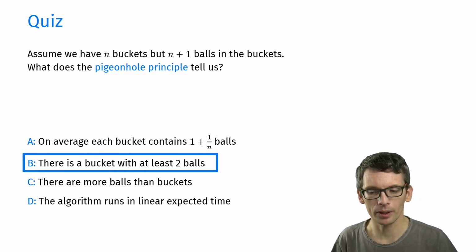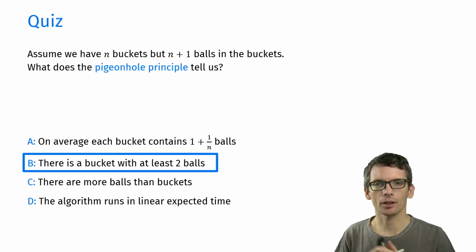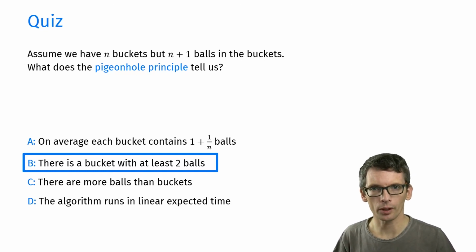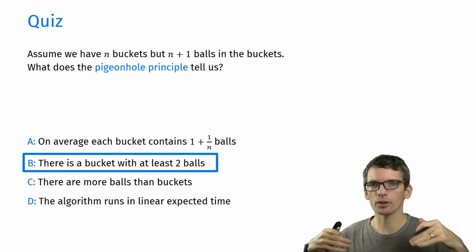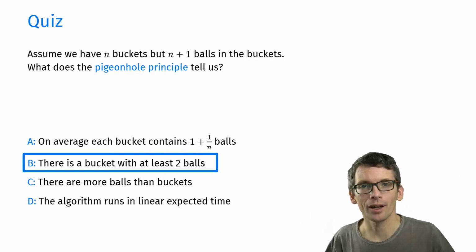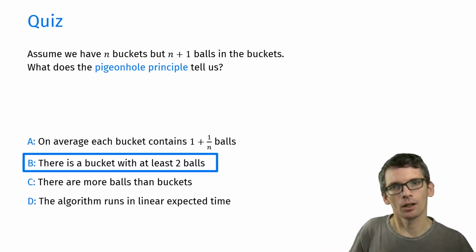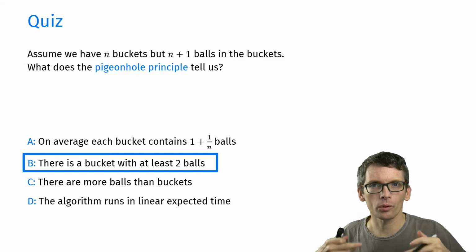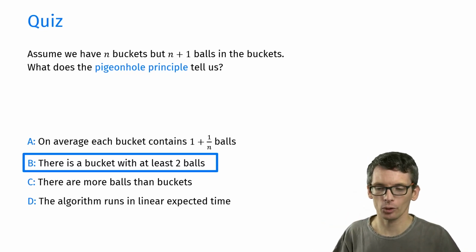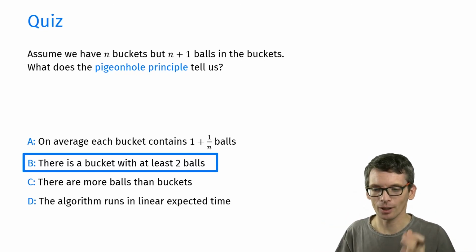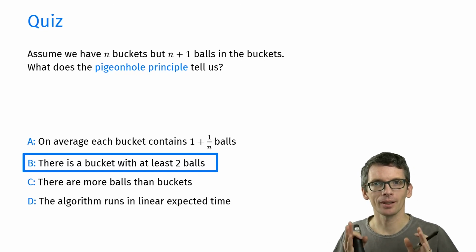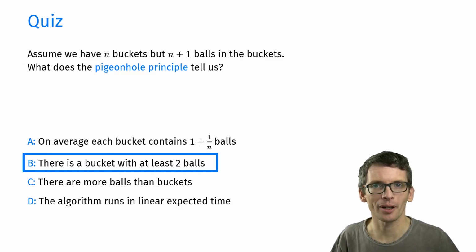The pigeonhole principle tells us that there's a bucket with at least 2 balls. And just a reminder, the pigeonhole principle was what we used a long time ago at the beginning of this video for proving the lower bound of n log n for sorting. So that is not related to bucket sort, but it's a nice principle, so I wanted to mention it once more.